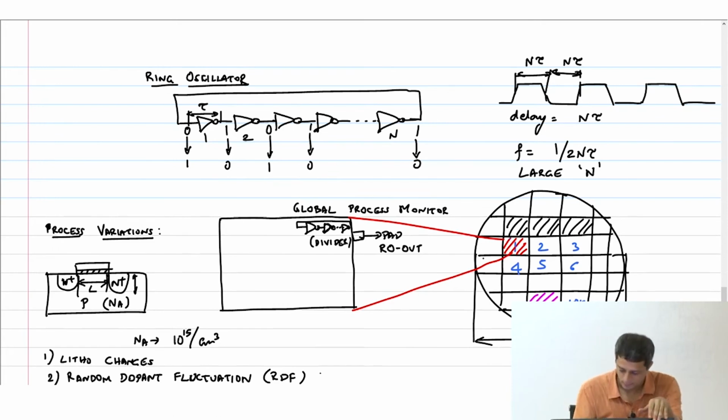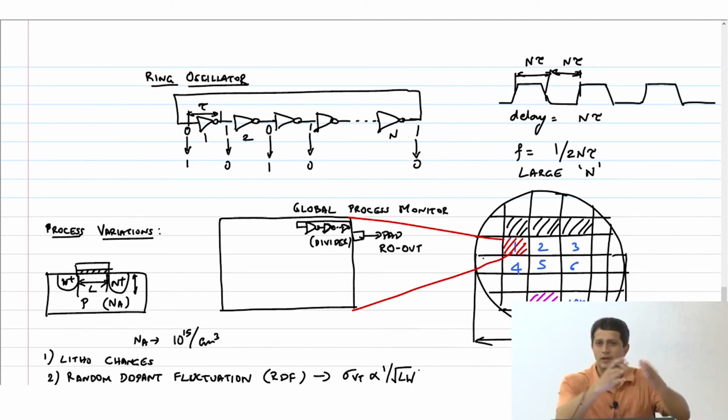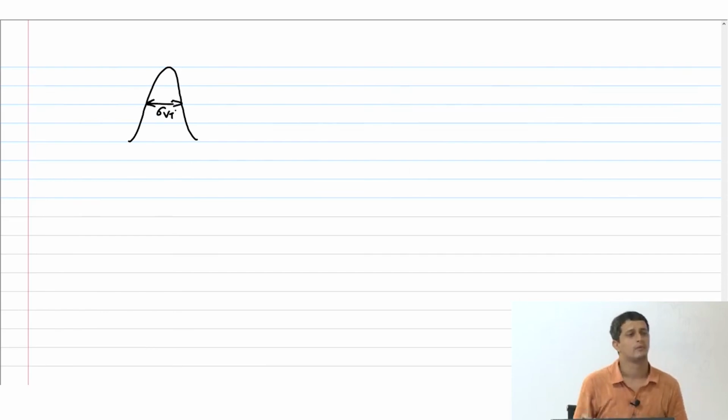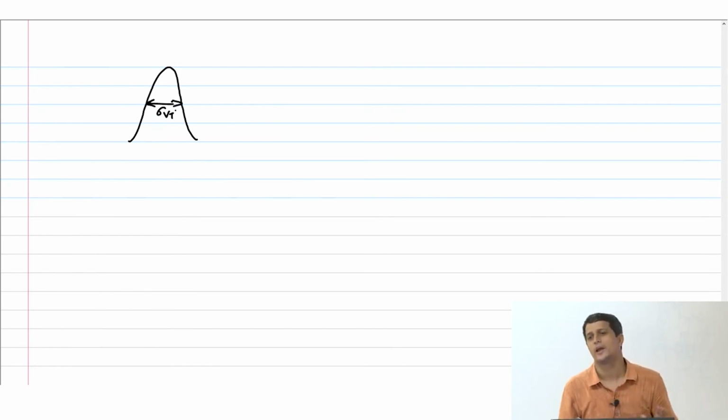In fact, the standard deviation of VT due to random dopant fluctuation goes as 1 over root of L into W. Which means that if I have a larger area, I have 1,000 atoms. In 1,000 atoms, if 30 fail, not much will happen. So if I take 10,000 devices and plot the histogram, I'll get a spread in the VT, right? In a Gaussian shape, and somewhere here, this is my sigma VT. Sigma VT goes as 1 by root of L into W.